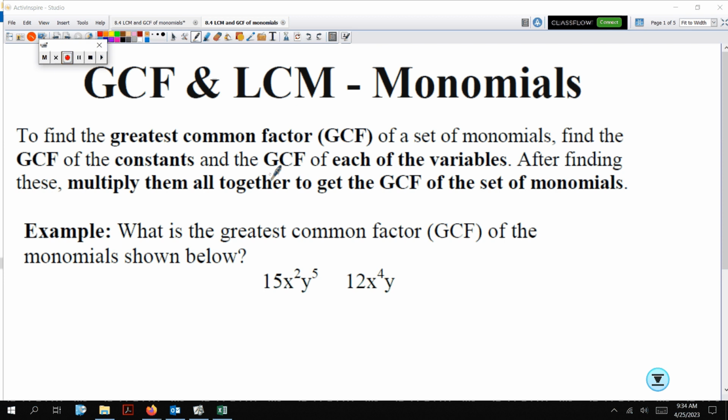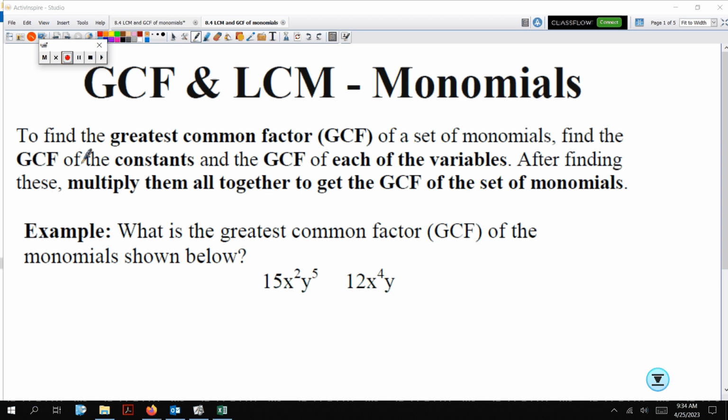All right, today's lesson is on GCF and LCM of monomials. Remember, a monomial is a single term, like 15x squared y to the fifth, that is a monomial. 12x to the fourth y, that is also a monomial. So we are going to be finding the greatest common factor and least common multiples of these monomials.